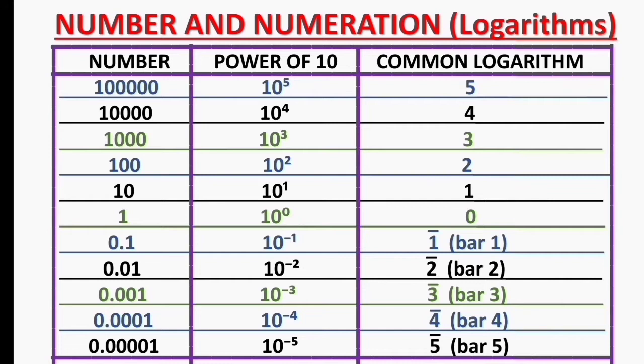Looking at numbers less than 1, for 0.1, the power of 10 is 10 raised to power minus 1. This gives a common logarithm of bar 1. That is minus 1 in logarithm form. For 0.01, the power of 10 is 10 raised to power minus 2, which gives a common logarithm of bar 2. For 0.001, the power of 10 is 10 raised to power minus 3, which gives a common logarithm of bar 3, and so on. Please take note of this table for number, power of 10, and common logarithm.